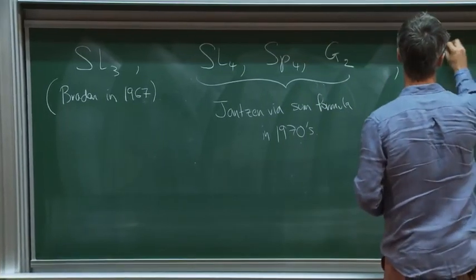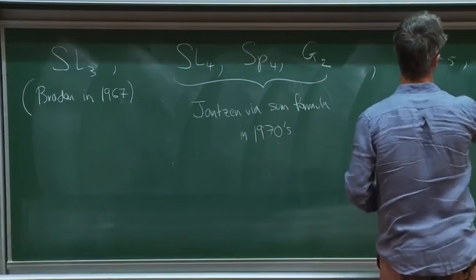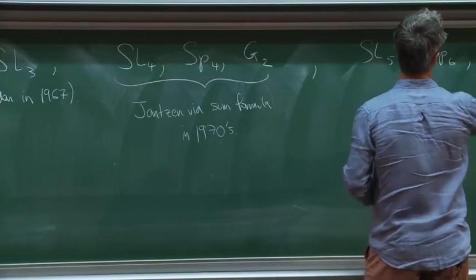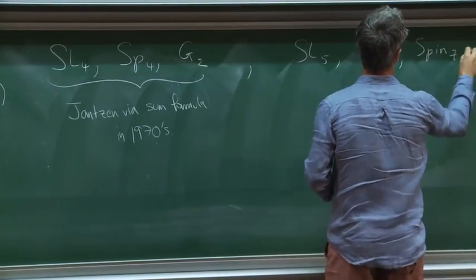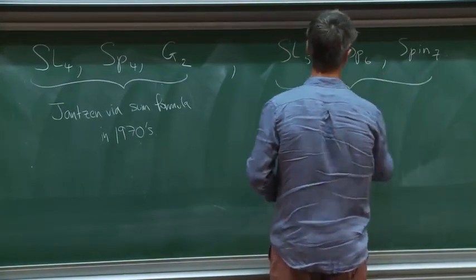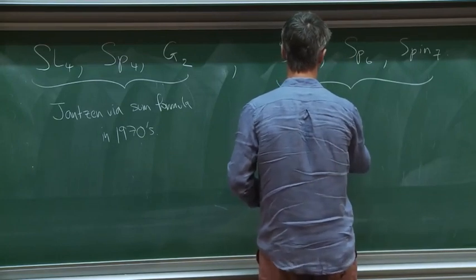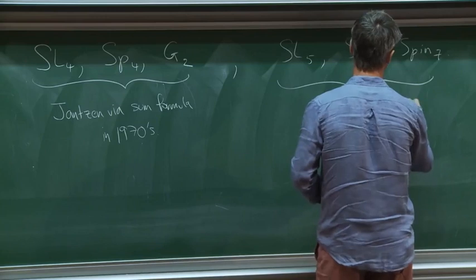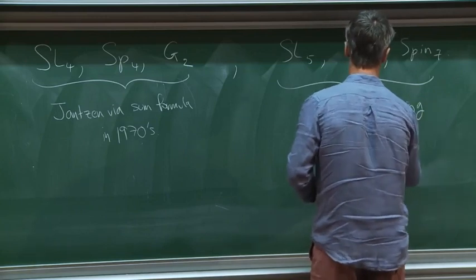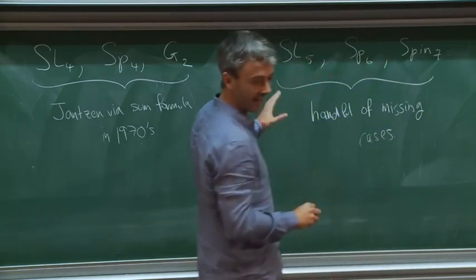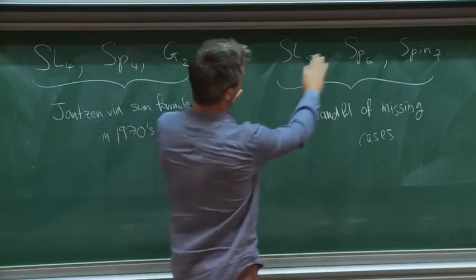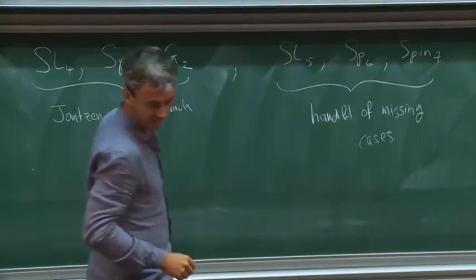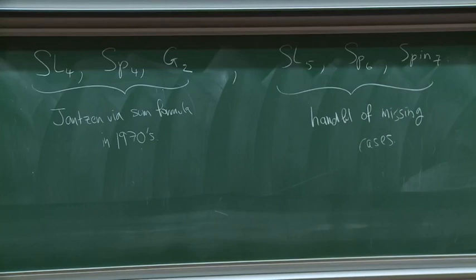And then SL5, SP6, Spin 7, here there's a handful of missing cases, but not very many. So somehow with algebraic methods, you get somewhere to this range, and then beyond that, you need something new.